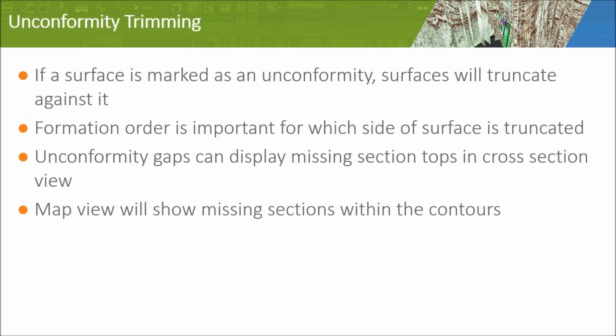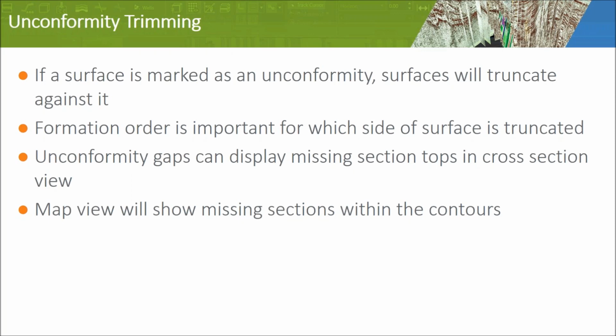Your unconformity trimming. In your strat column manager, you can set a surface to be an unconformity. When that surface is an unconformity, it will truncate up against that surface and will no longer continue beyond it. So you get an idea of where a particular surface is being truncated and where that missing section is, again, there in the map. So again, formation order is very important for this case. It will determine on which side of the unconformity the surface will be truncated, depending on the order that it's in your strat column. Much like fault gapping, we can view unconformity gaps.